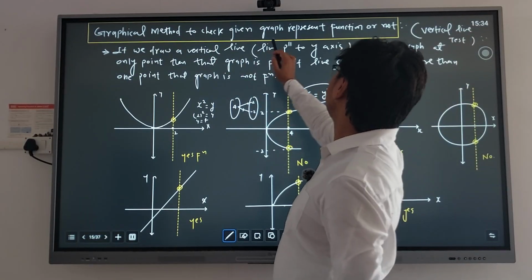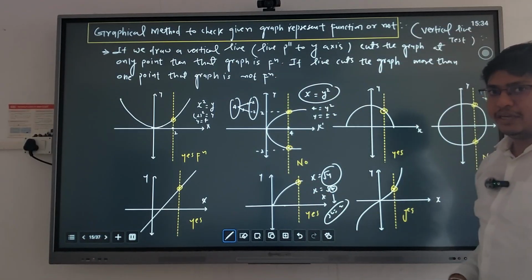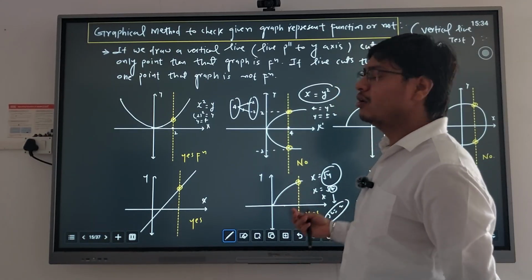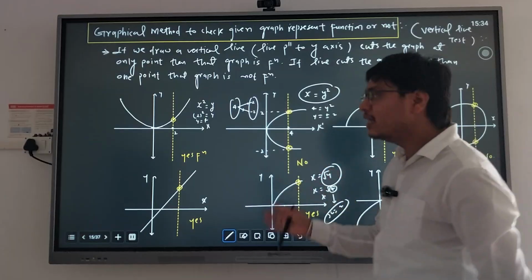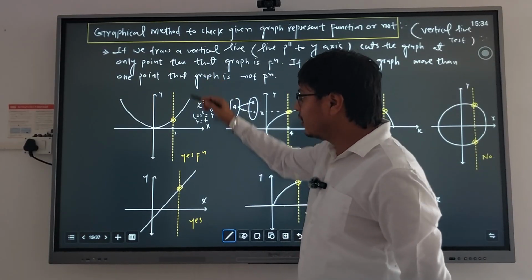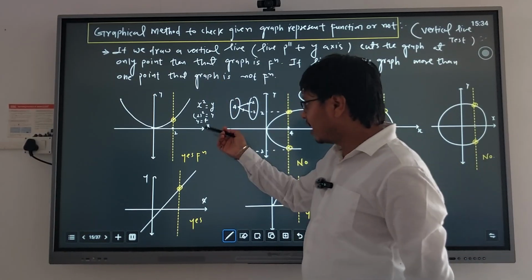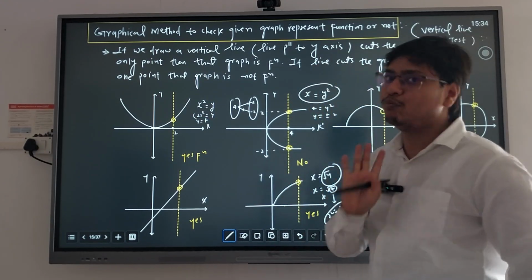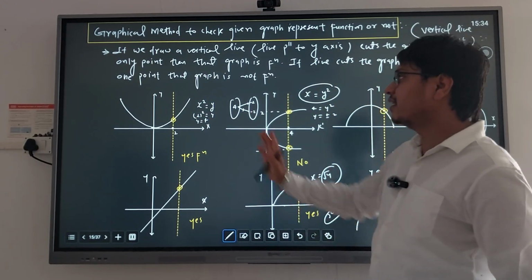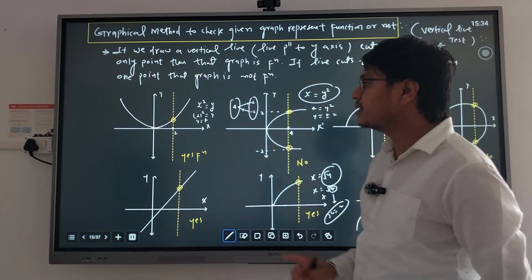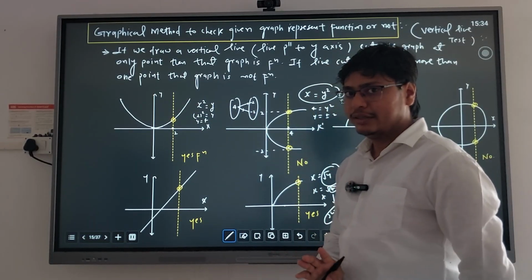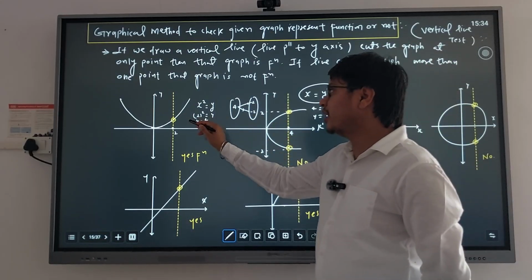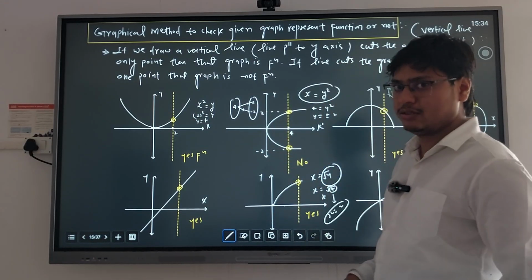So that is also called the vertical line test. If the graph of a function is given and we have to check whether it is a function or not, we draw a vertical line. If the vertical line, which is parallel to the y-axis, intersects the graph at only one point, then it is called a function. That intersection at only one point will represent the unique image.